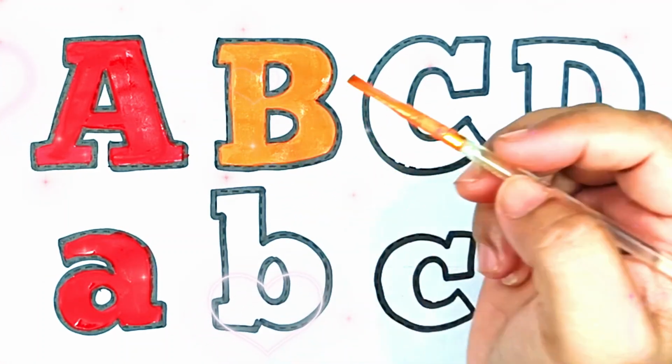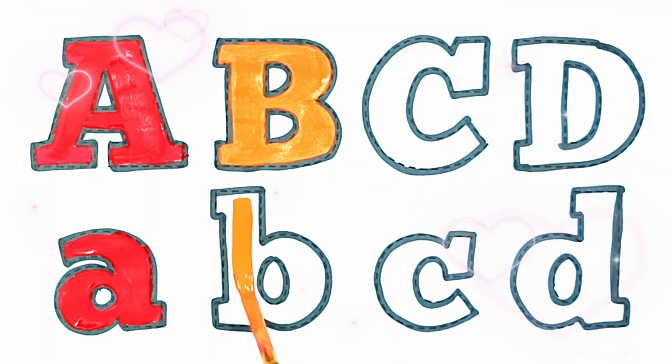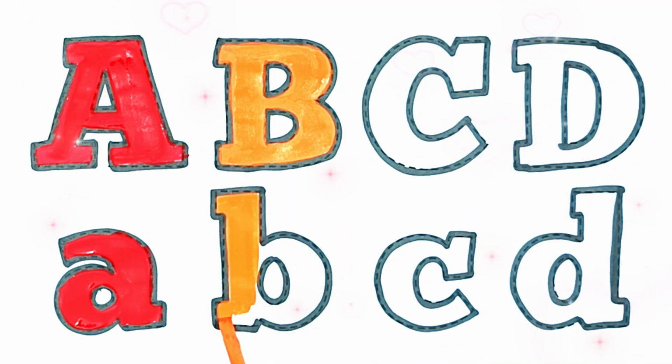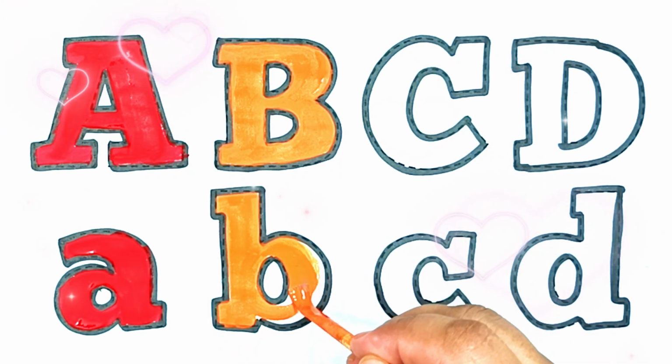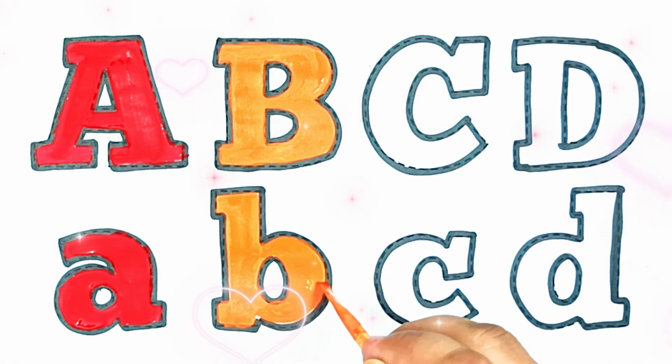B is for ball. The nurse takes the cow. Hi-ho, the dairy-o, the cow takes the dog.